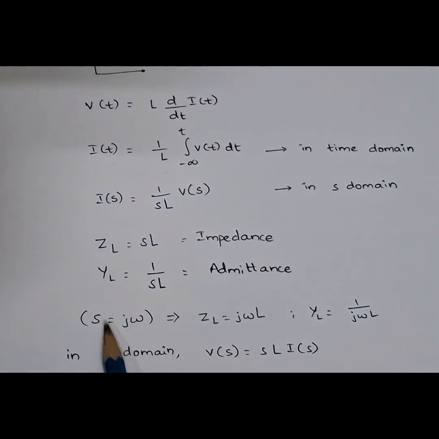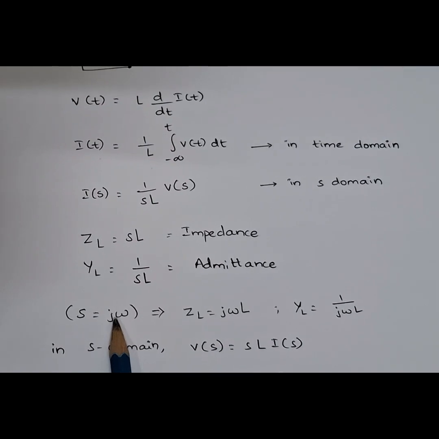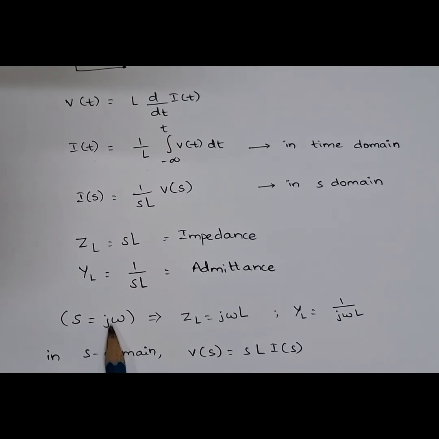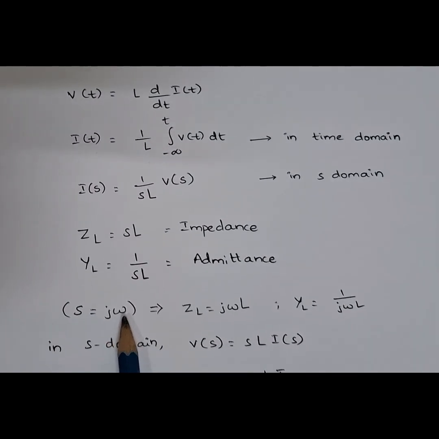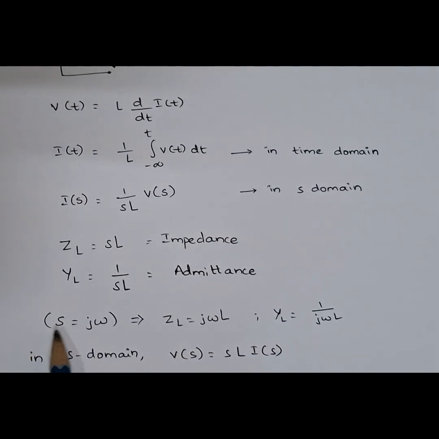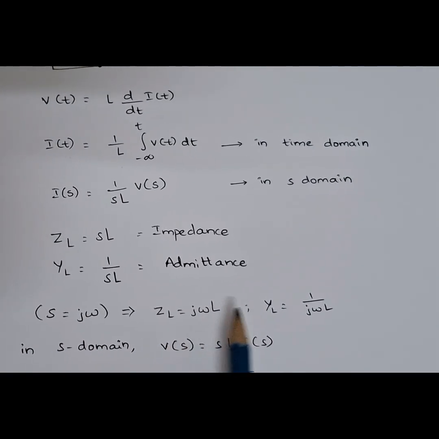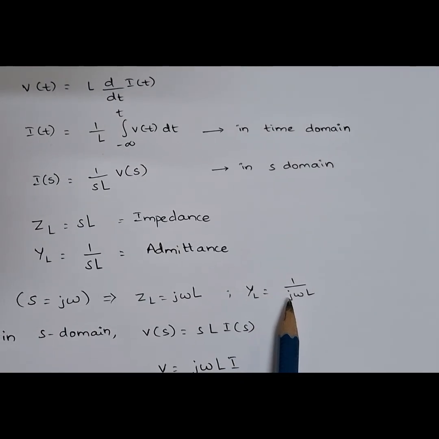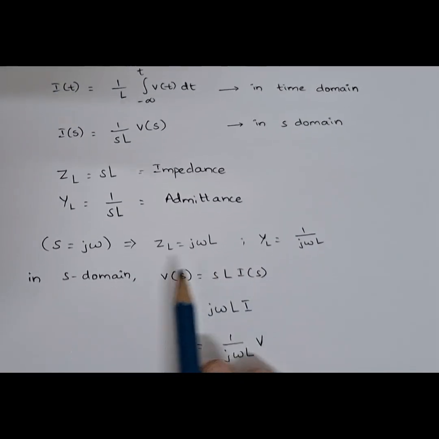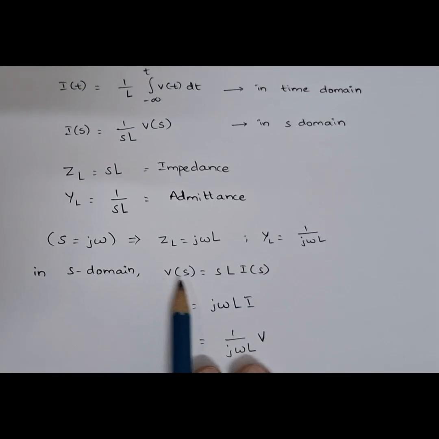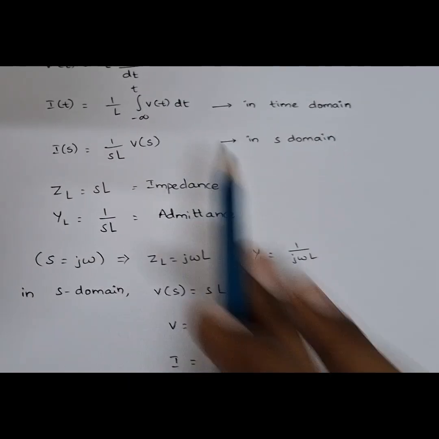Actually S is equal to j omega, where j is an imaginary number and omega is 2 pi f. So with S equals j omega, we can write impedance ZL equals j omega L, and also admittance YL, which is equal to 1 by j omega L. We can also write it in S domain. In S domain, V of s equals S L into I of s. I have written here, right?